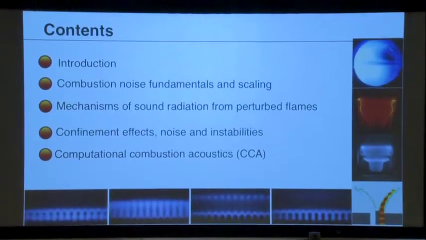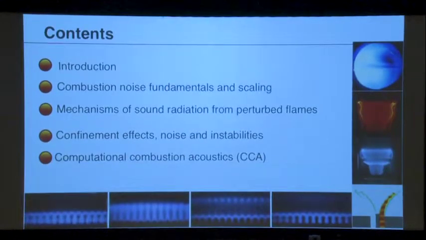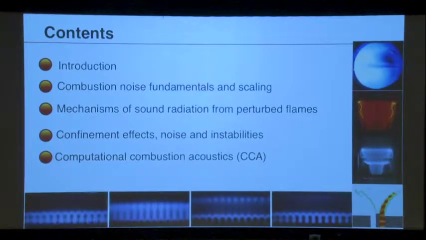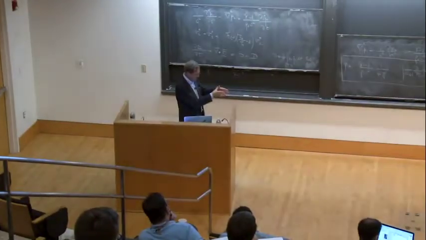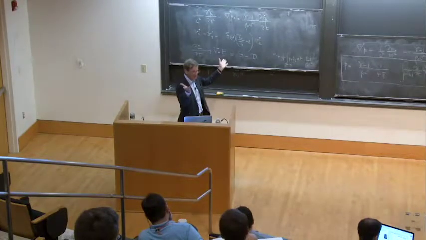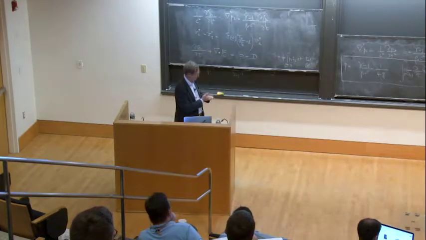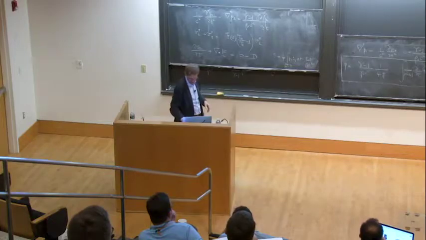What are the mechanisms of sound production? We have already seen this film about the perturbed flames. We are going to look at that in more detail. And also, what are the confinement effects? Because the flames are usually not in the open. Of course, in the laboratory, the easiest way is to have a flame in the middle of a room, anechoic, and you measure the sound. But in general, the flames are confined.